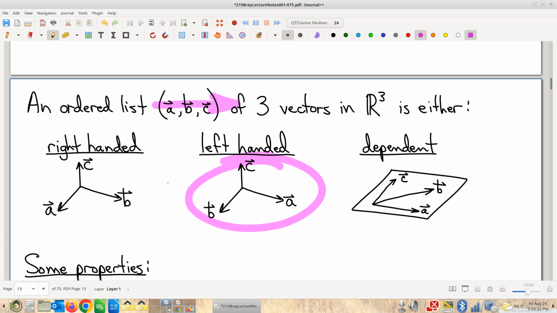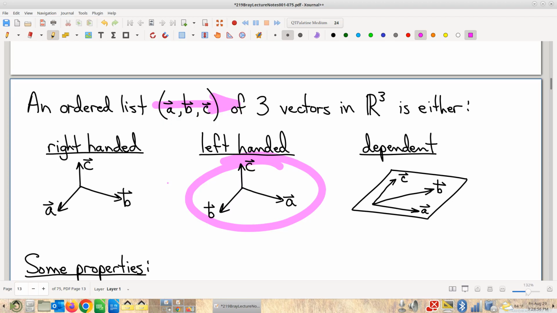Okay. It's not a right-handed list, but it is a left-handed list. Same rules, left hand instead of right. Thumb's on the same side as C. So it's not right-handed, but it is left-handed. So you can see right-handed and left-handed are kind of opposites of each other in the same way that clockwise and counterclockwise are kind of opposites of each other.